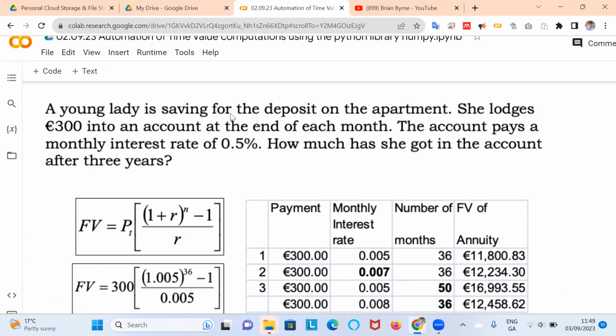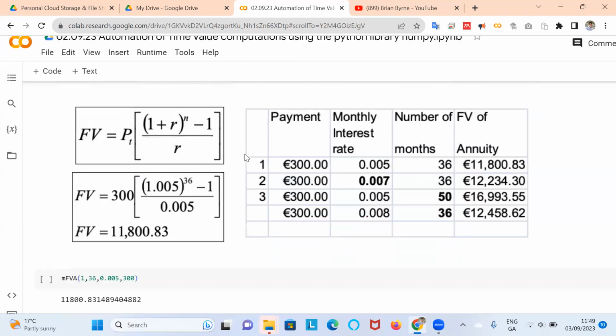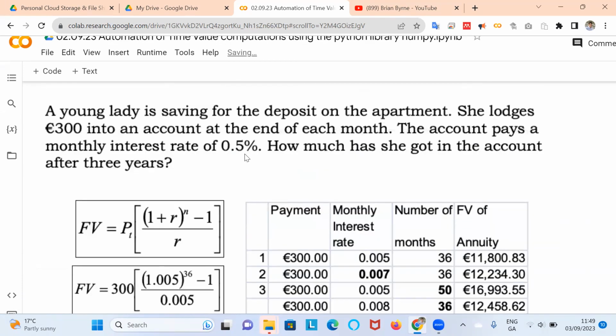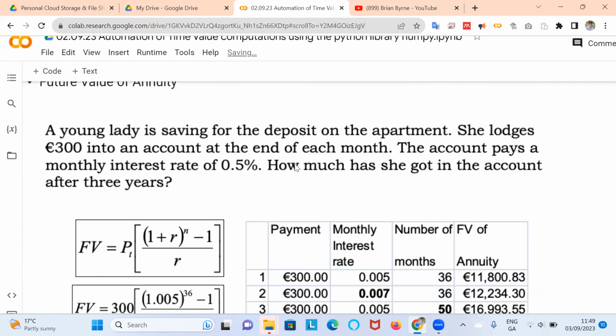A young lady is saving for the deposit on the apartment. She lodges 300 euros into an account at the end of each month. The account pays a monthly interest rate of 0.5%. How much has she got in the account after 3 years? So she's going to put in each month $300. Now, the interest rate here is not given as an annual amount. It's actually the monthly amount. So we can work with that.